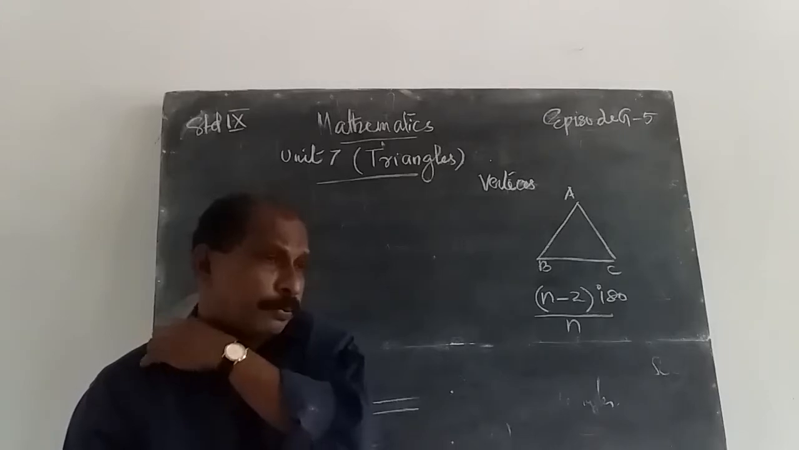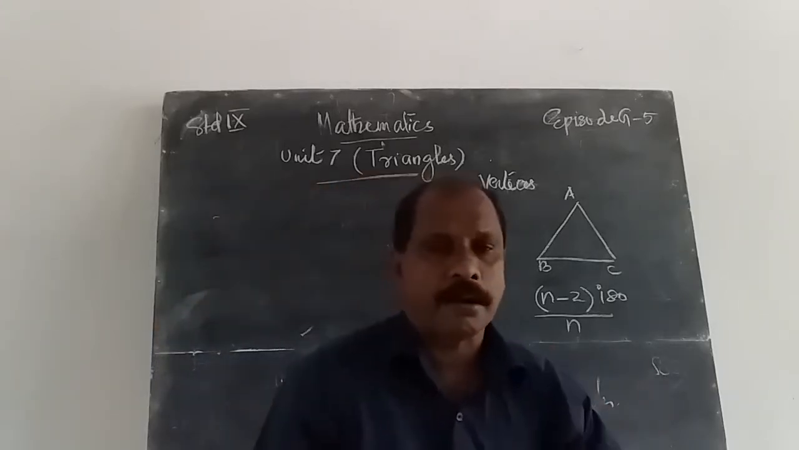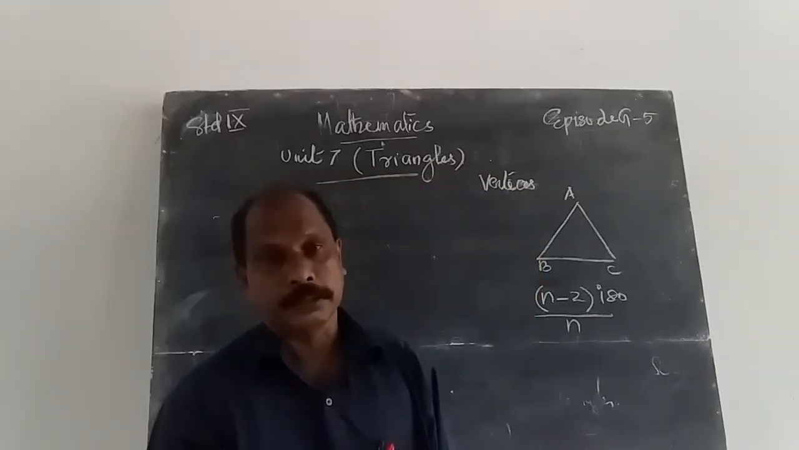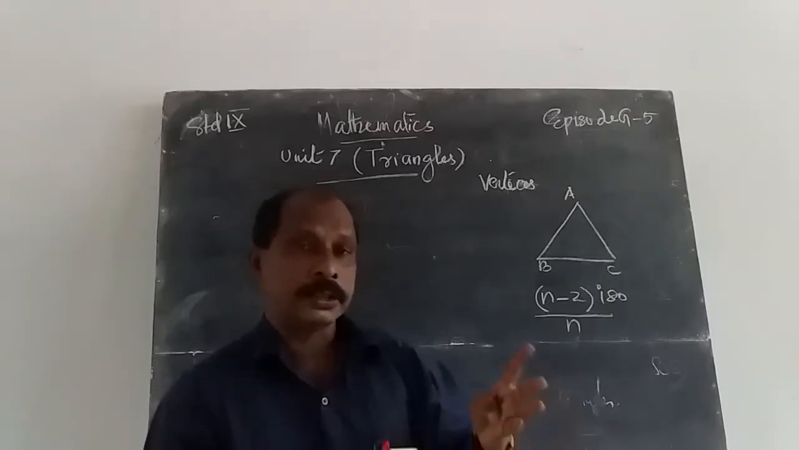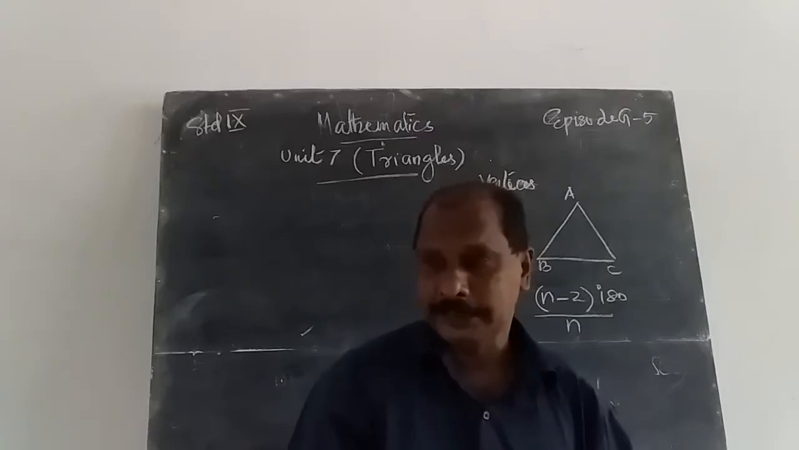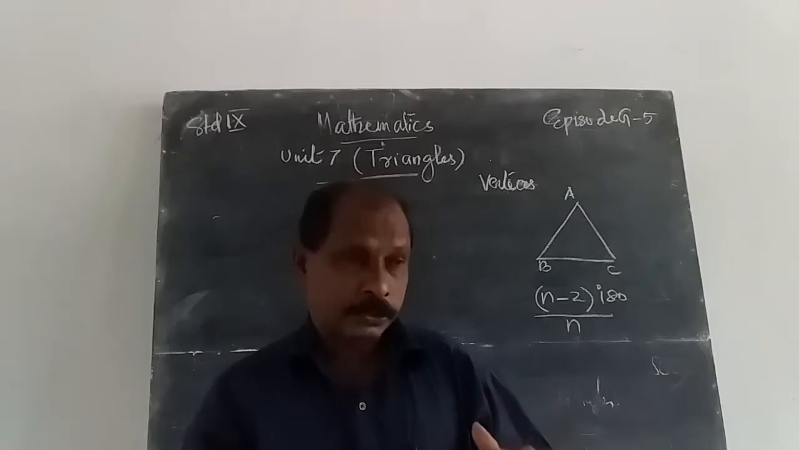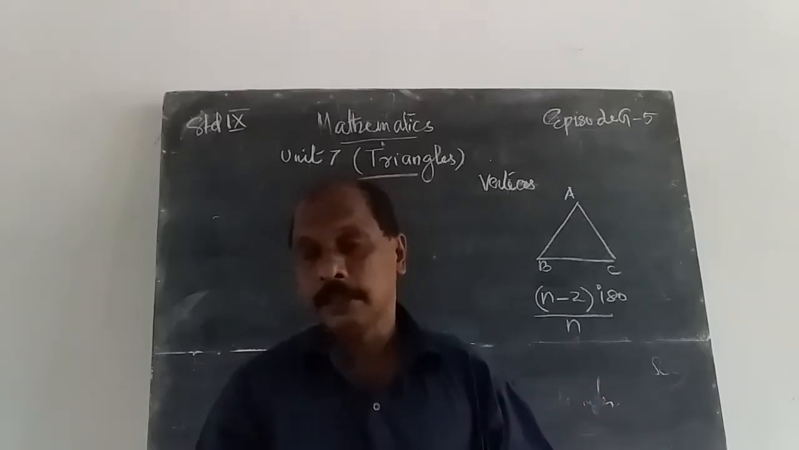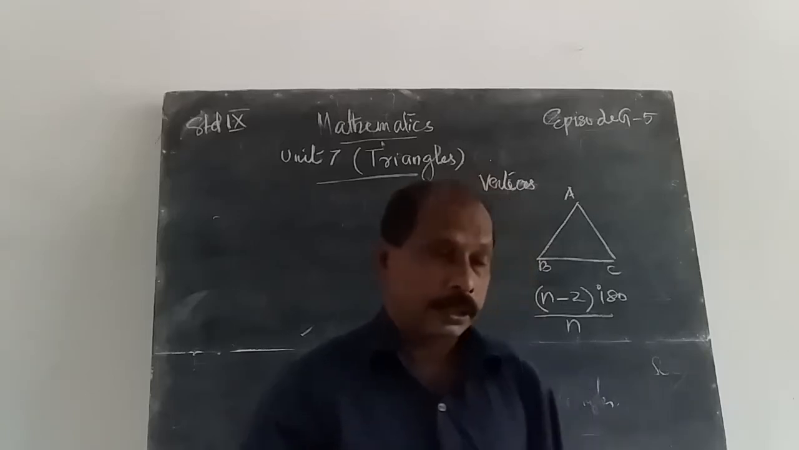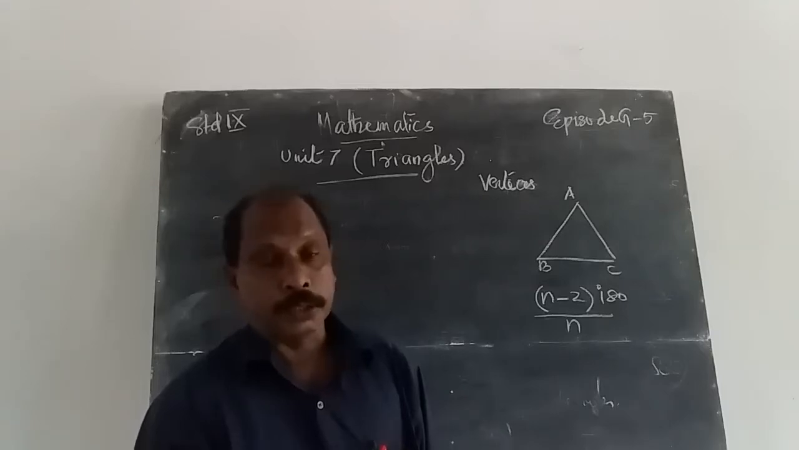But for any polygon, the sum of the exterior angles is always equal to 360 degrees. That means if it is 3 sides or 4 sides or 5 sides, etc., the sum of the exterior angles is always 360 only. But on the basis of the increasing sides, the sum of the interior angles increases, that is (n minus 2) into 180. Then if it is regular, each interior angle is (n minus 2) into 180 by n.